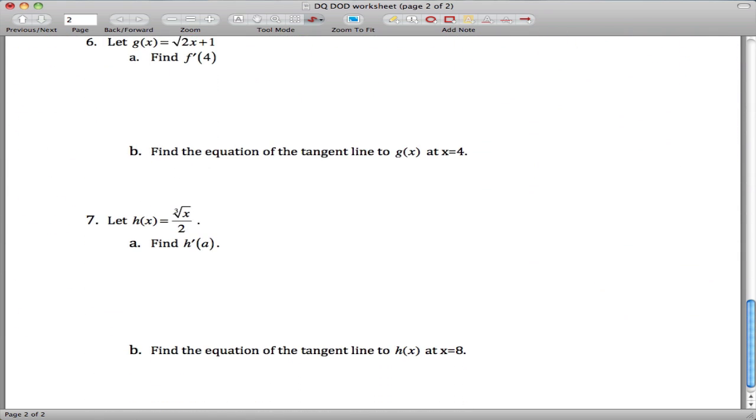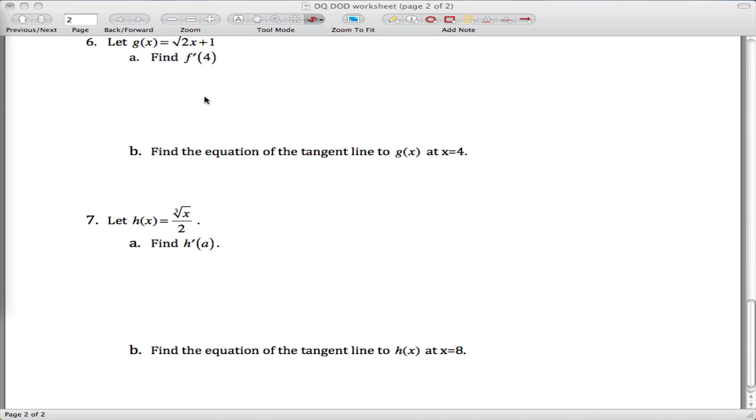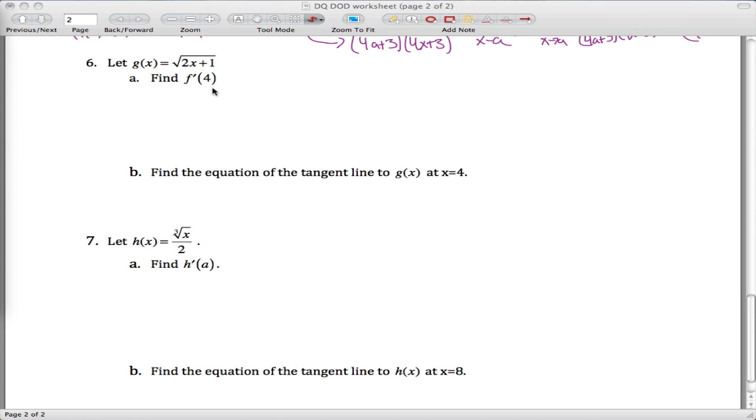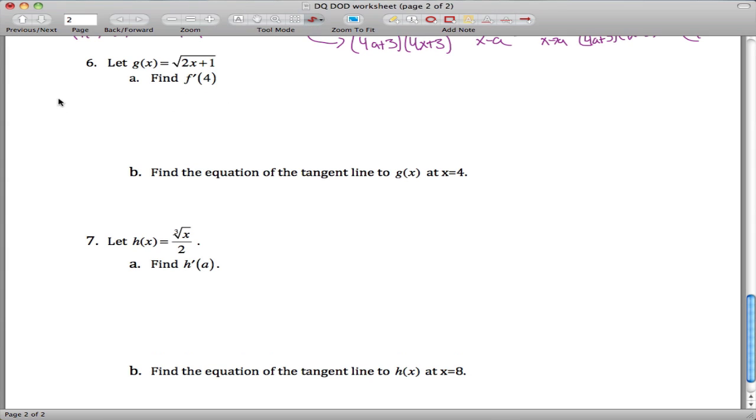I don't know who I'm asking. Number 6. Here's g of x. Find the derivative. Whew. All right, let's do difference quotient. I haven't done that one in a little while. Limit as h approaches 0 of f of 4 plus h minus f of 4 divided by h.